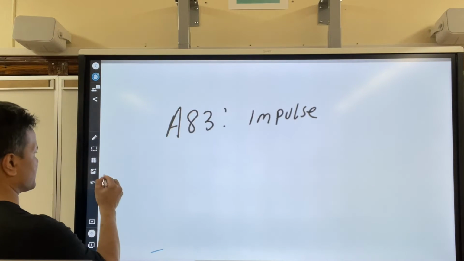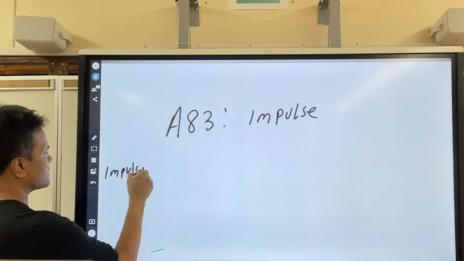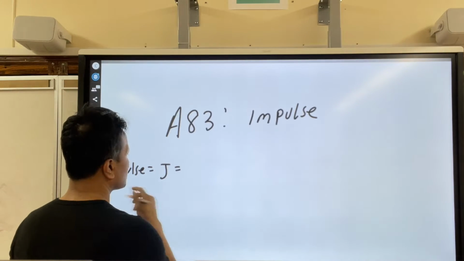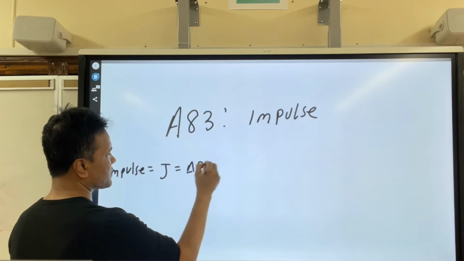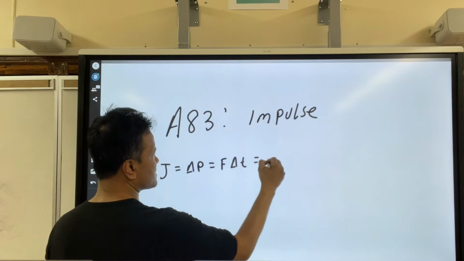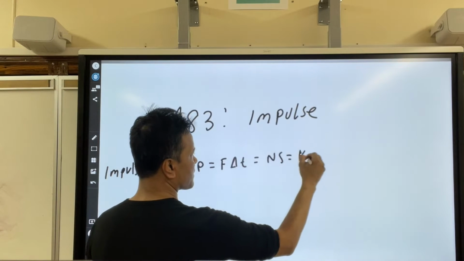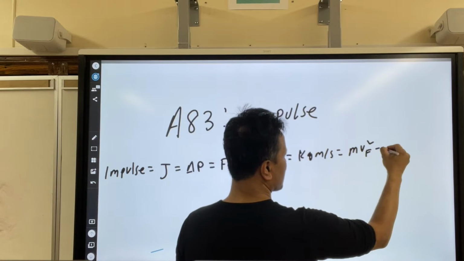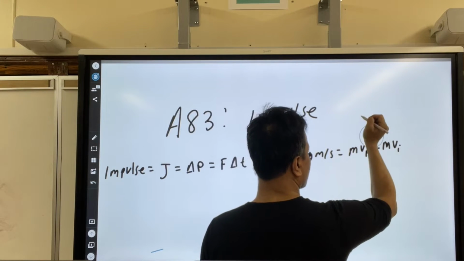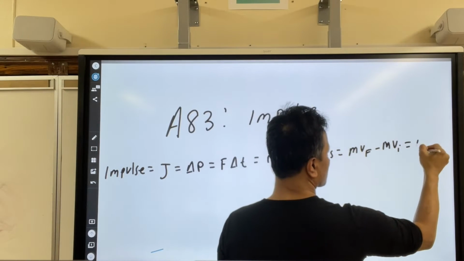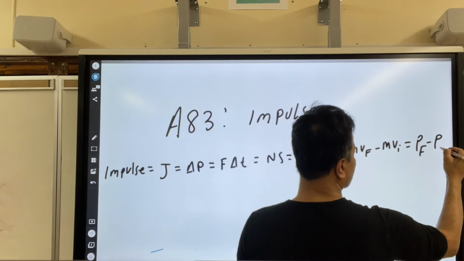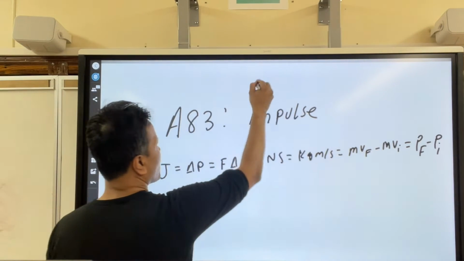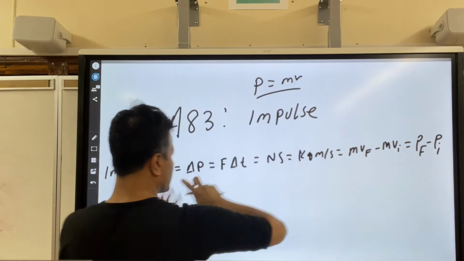We're going to try to understand this. Impulse is equal to J. J is the dimensional symbol for impulse. And J is delta P, which is F delta T, which is Newton second, which is kilogram meter per second, which is mVf minus mVi, equal to momentum final minus momentum initial. Remind you, the momentum is mv, right? This is what we're going to try to understand.